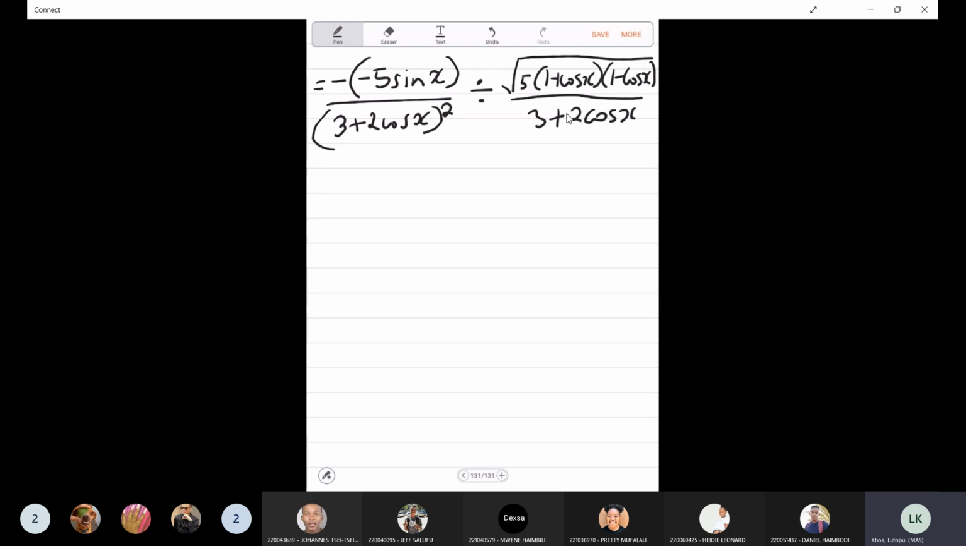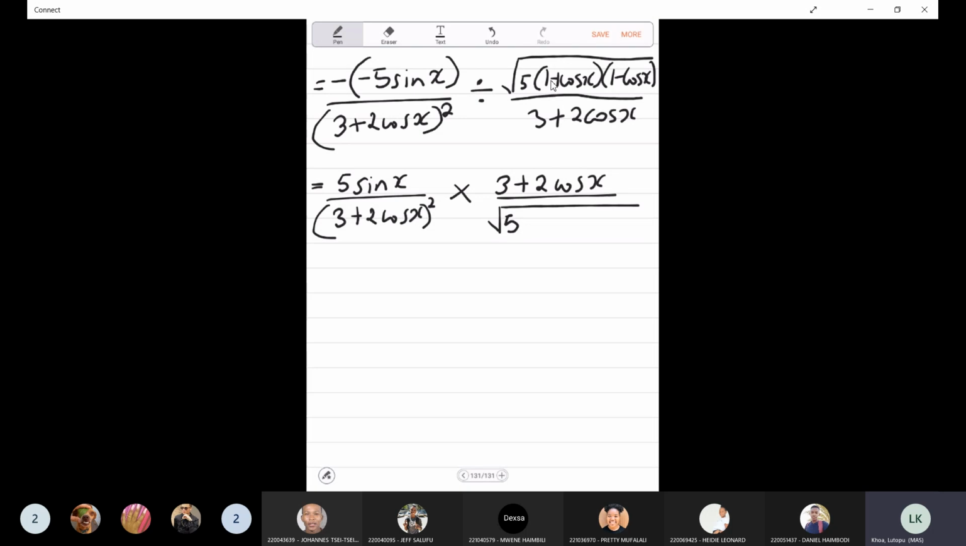Okay. Then we have negative and negative. That gives us positive. So we have 5 sine x over 3 plus 2 cos x squared. And we know that when we are dividing fractions, the division changes to multiplication, and then we write the reciprocal of this one here. So the reciprocal is 3 plus 2 cos x over the square root of 5.